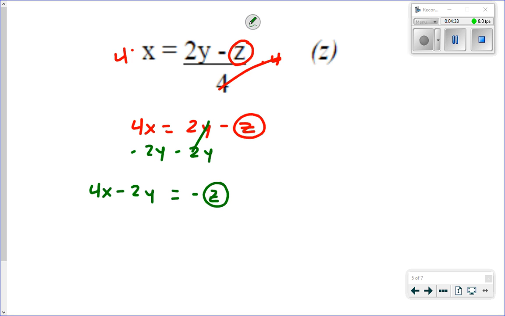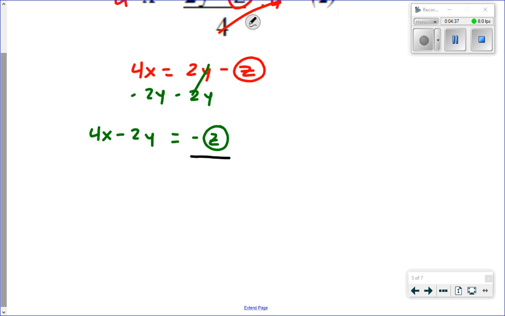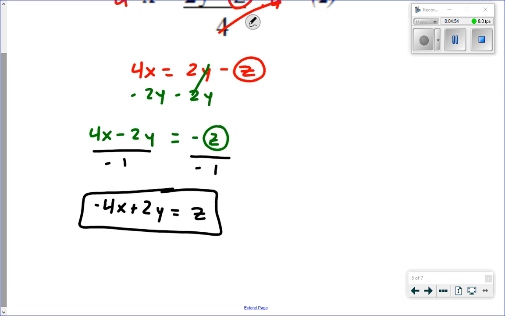Now the z is almost by itself, but not quite. I need to get rid of that negative sign, so I need to divide. So on the right-hand side, I've just got z, which is what I wanted. On the left-hand side, when you divide by a negative sign, all you have to do is change signs. So the 4x becomes negative, and the negative 2y becomes positive. No fraction or anything like that that needs to be reduced, so that would be in smallest terms.